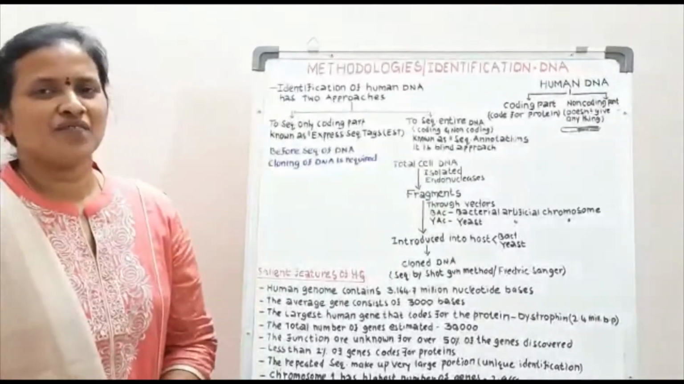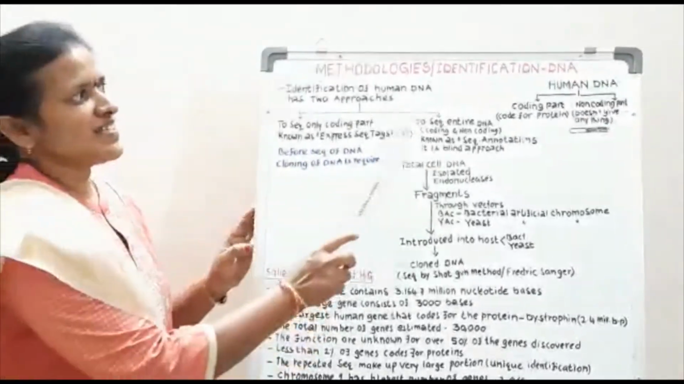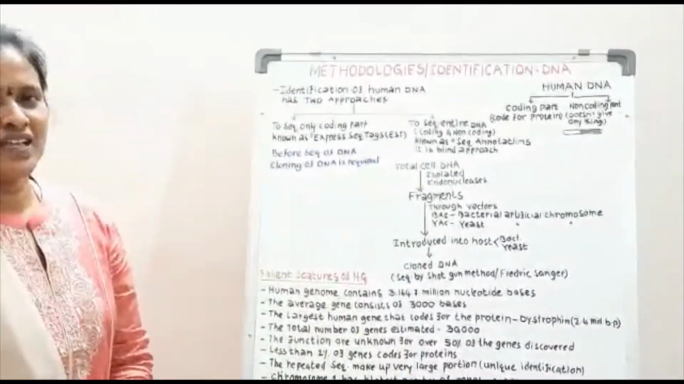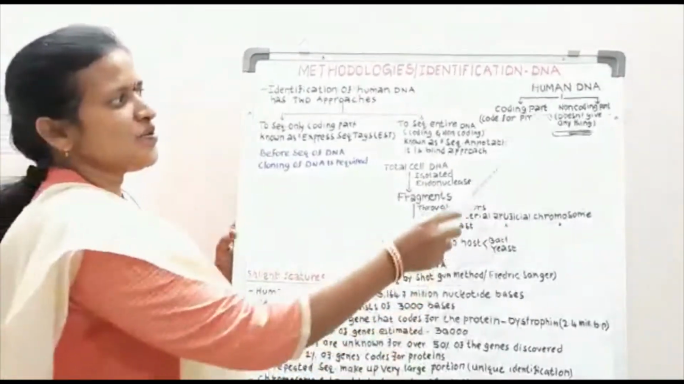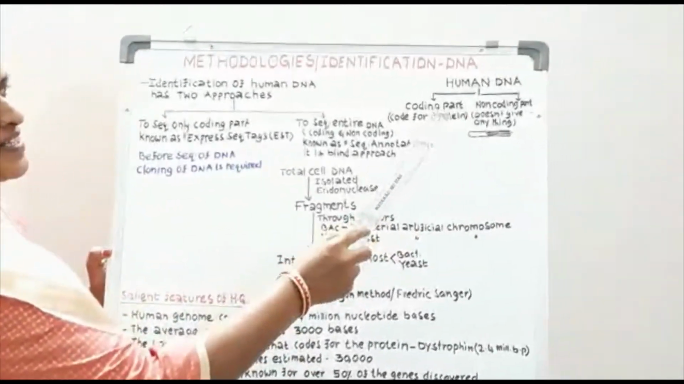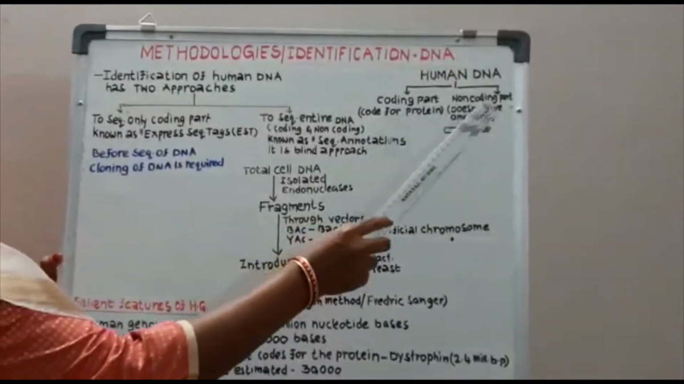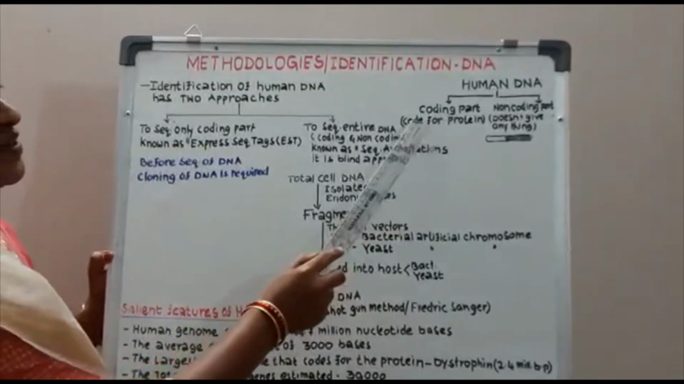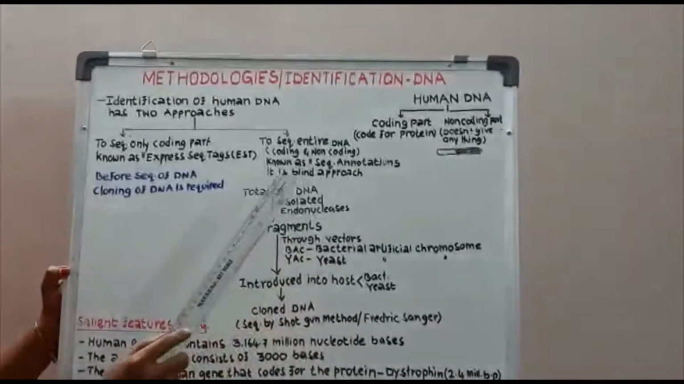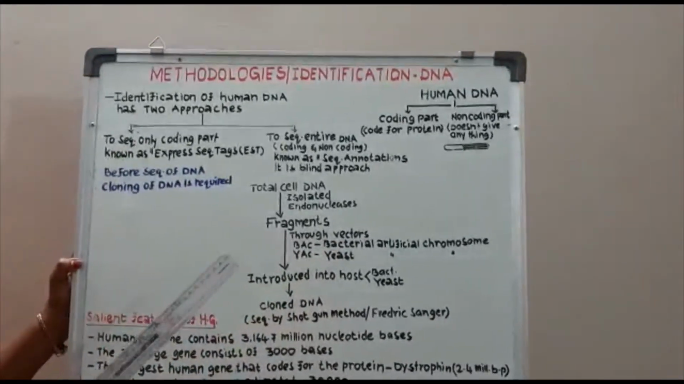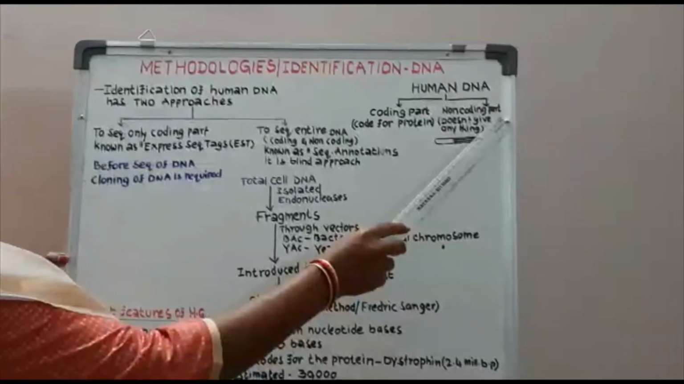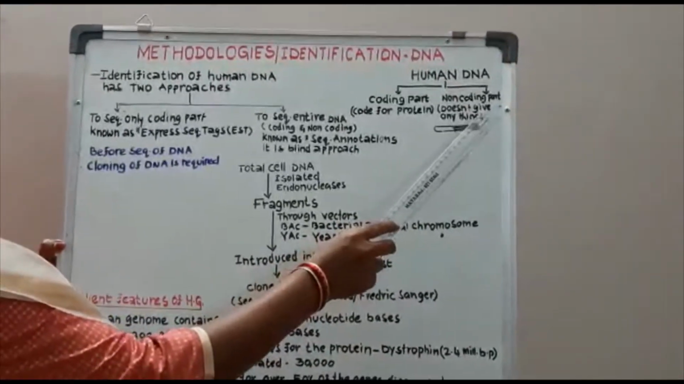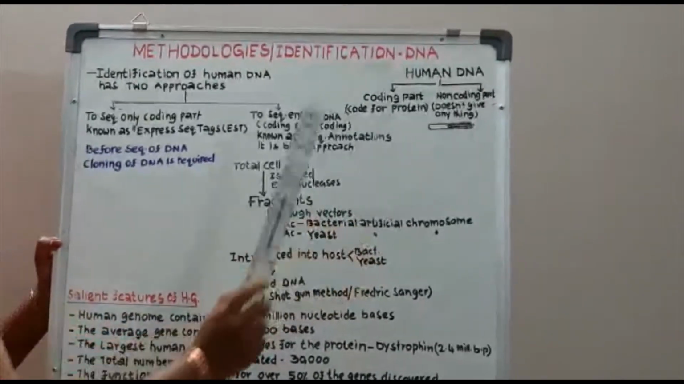In today's session, we are going to discuss the methodologies for identification of human DNA. So let us see the human DNA. This human DNA has two parts. One is called the coding part, the other is called the non-coding part. The coding part codes for the protein in transcription and translation of the proteins. And the non-coding part is heterochromatinized, and this will not code for anything.